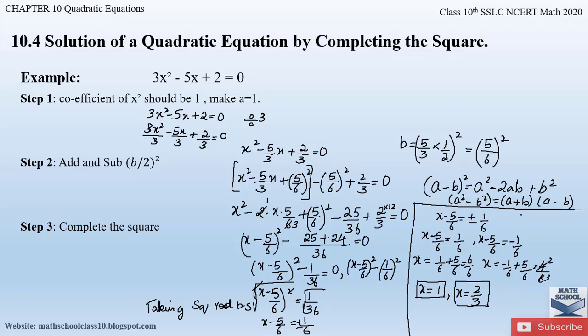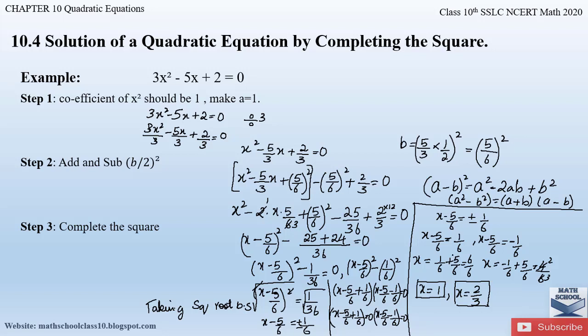This is of the form a square minus b square. Now we can expand this identity using the formula a square minus b square is equal to a plus b into a minus b. So we can write it here as a, which is x minus 5 by 6, plus b, that is 1 by 6, into x minus 5 by 6 minus 1 by 6 is equal to 0. Now we can equate each of these brackets to 0 and find out the x value. That is, x minus 5 by 6 plus 1 by 6 is equal to 0, or x minus 5 by 6 minus 1 by 6 is equal to 0.